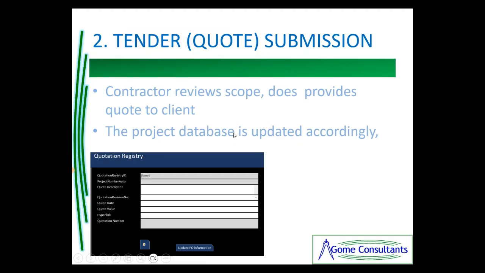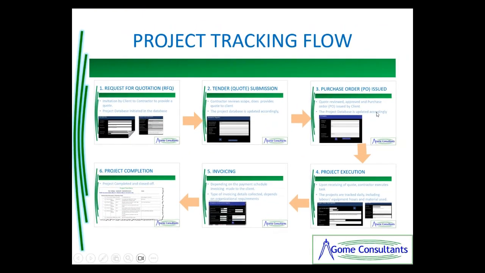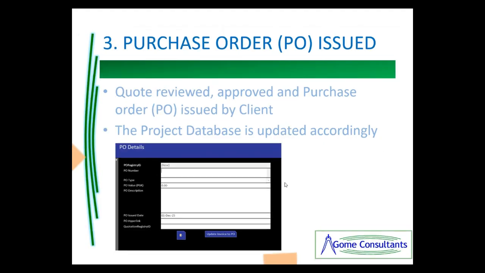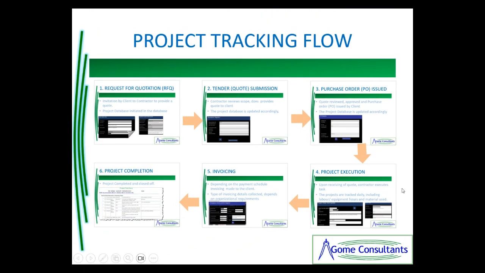Depending on the requirements of the RFQ, the contractor reviews the scope and provides a quote to the client. The project tracking database is updated accordingly. Once the client is satisfied with the quote, a purchase order is issued to the contractor. When the contractor receives the PO, it records the details on the database. When the purchase order is issued, the contractor organizes resources to carry out the work.